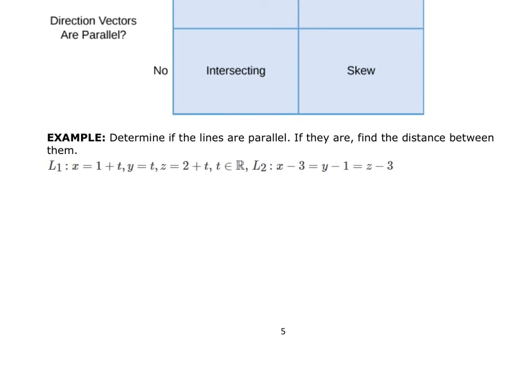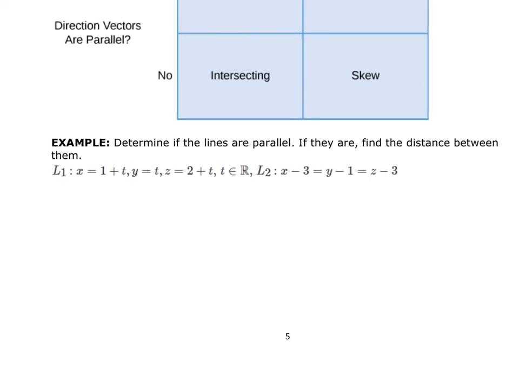So let's determine if these lines are parallel. And if they are parallel, find the distance between them. So the first thing I'm going to do is find the direction vectors, which means I need to write these in the symmetric form. I'm going to work with line 1 first. Here's line 1. And I'm going to write their direction vectors. So I'm going to put it in the symmetric form.